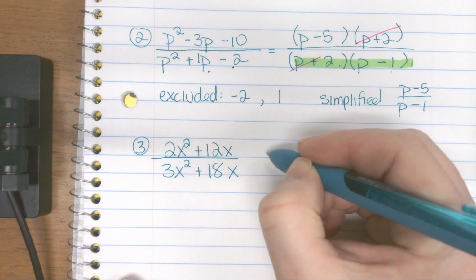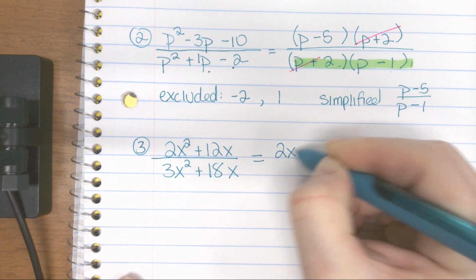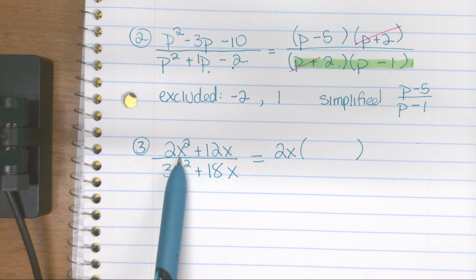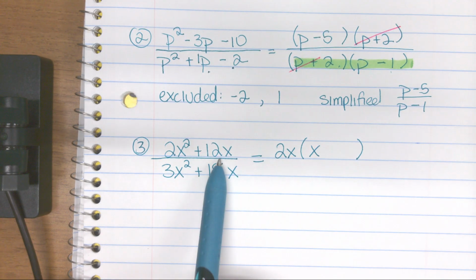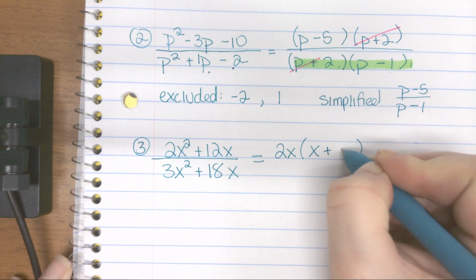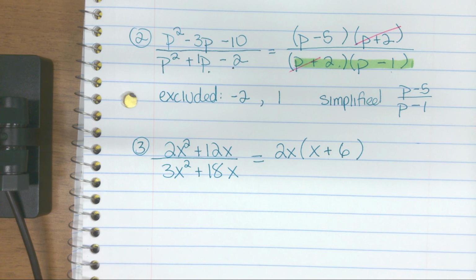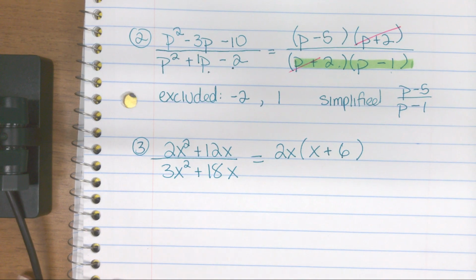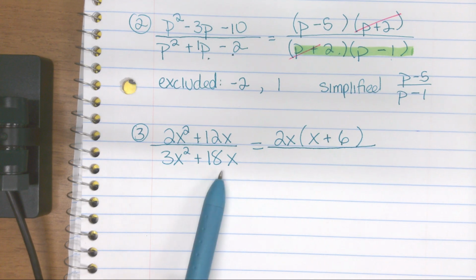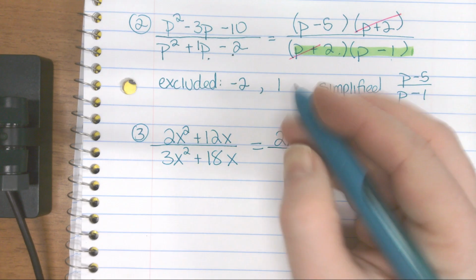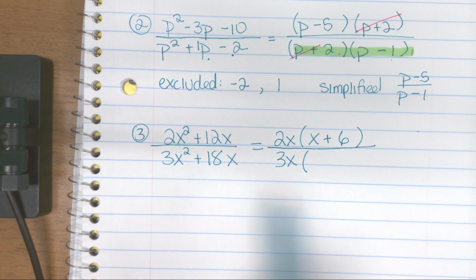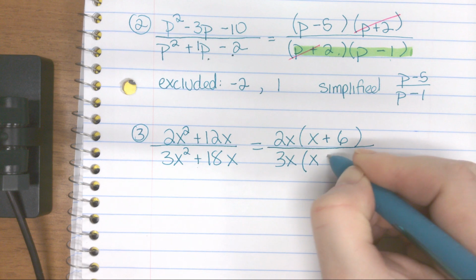So we take a 2x and pull it out to the front, and then we divide each of those things by 2x. 2x squared divided by 2x would just be x, and 12x divided by 2x is 6, and there's a plus sign there. So the top would simplify to 2x times x plus 6. All right, what's the GCF on the denominator of 3x squared and 18x? 3x. Same deal, we divide both things by 3x. That leaves me with x plus 6 again.